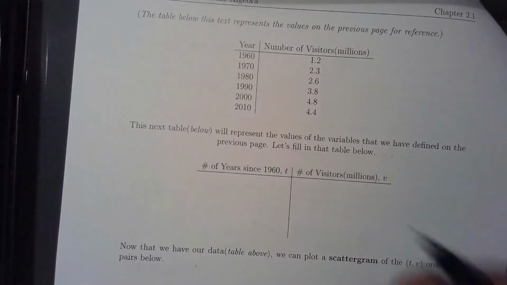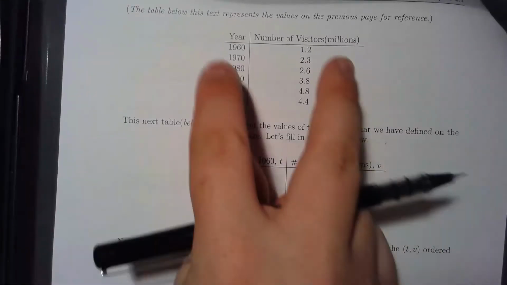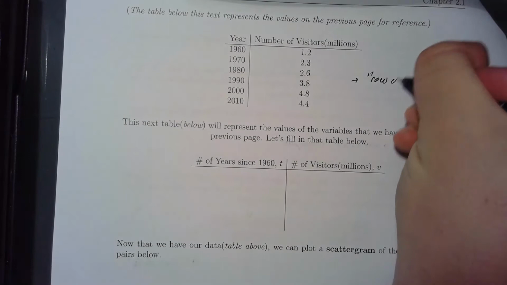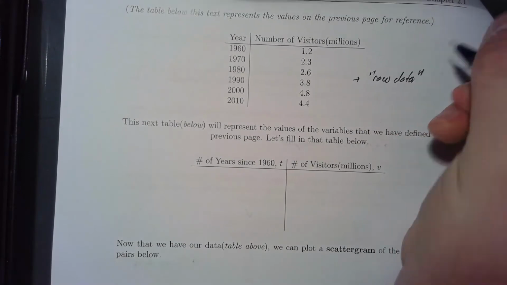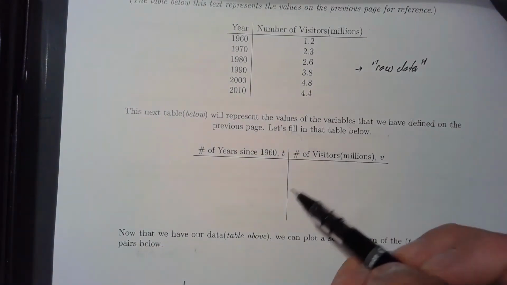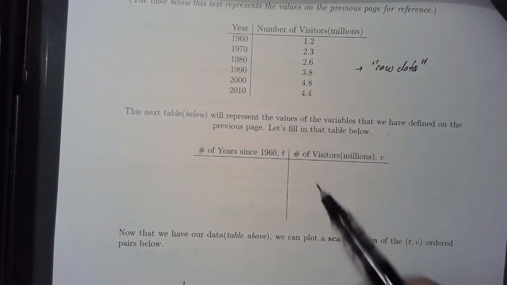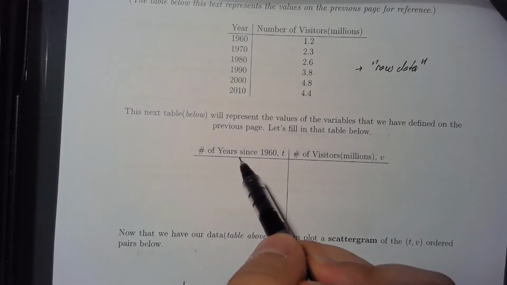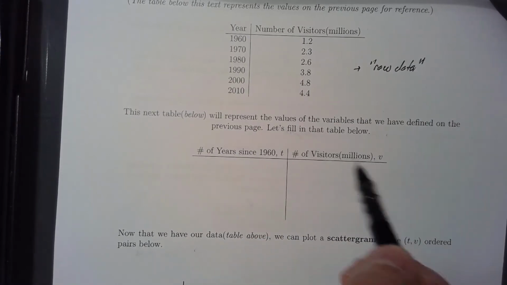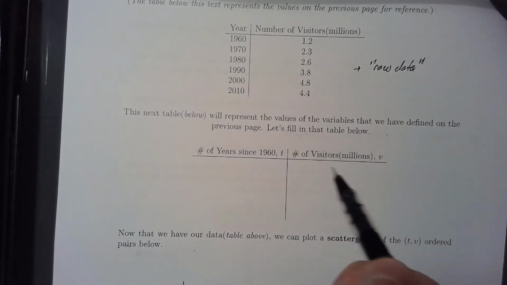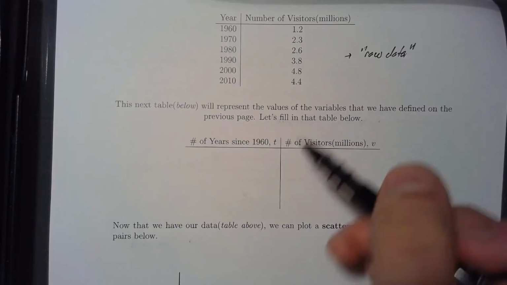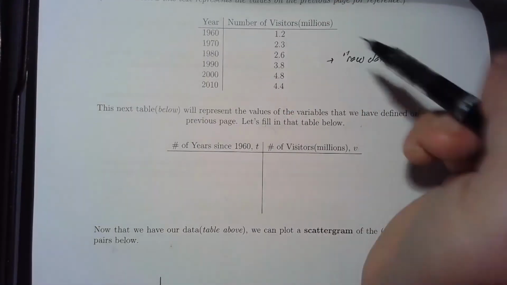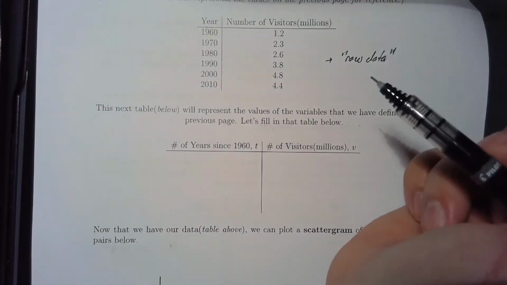So now, based upon those variables' descriptions, I'm going to take our raw data. This is just a copy of the raw data, and I'm going to convert it into the data based upon our variables' description. Now I have them labeled right here. T is the number of years since 1960, and V is the number of visitors in millions for that particular year. So now let's convert the raw data into the data based upon the variable's description.